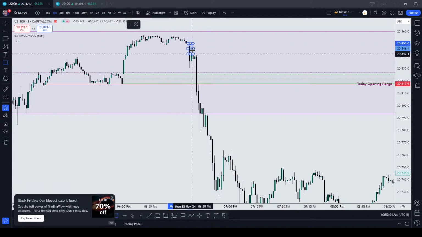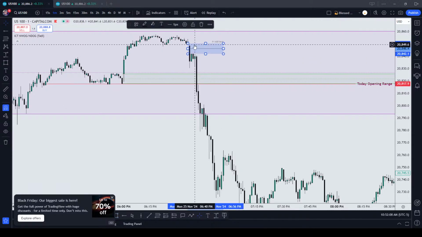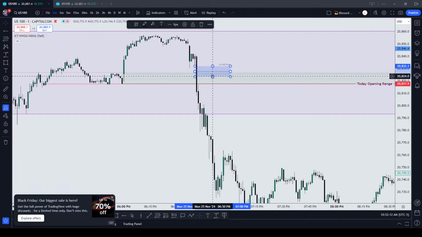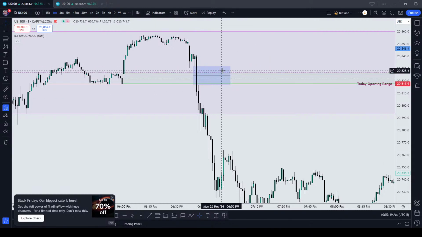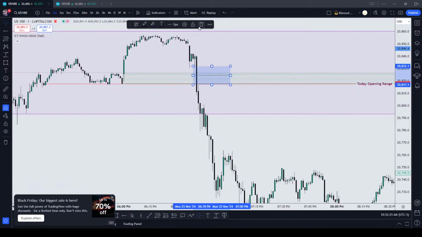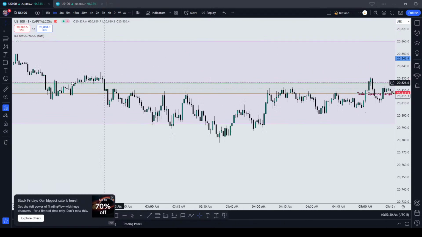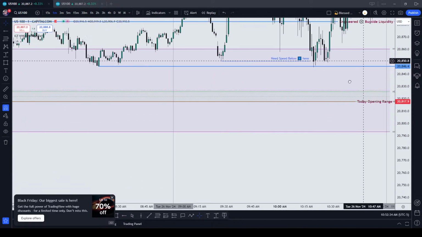Creating FVGs right here. See, this stays open. Price did not trade into it. Look at this one right here too. This one also stayed open. Price did not drop back into it. Those are the kind of signs we should be looking for when we are looking to take trades.